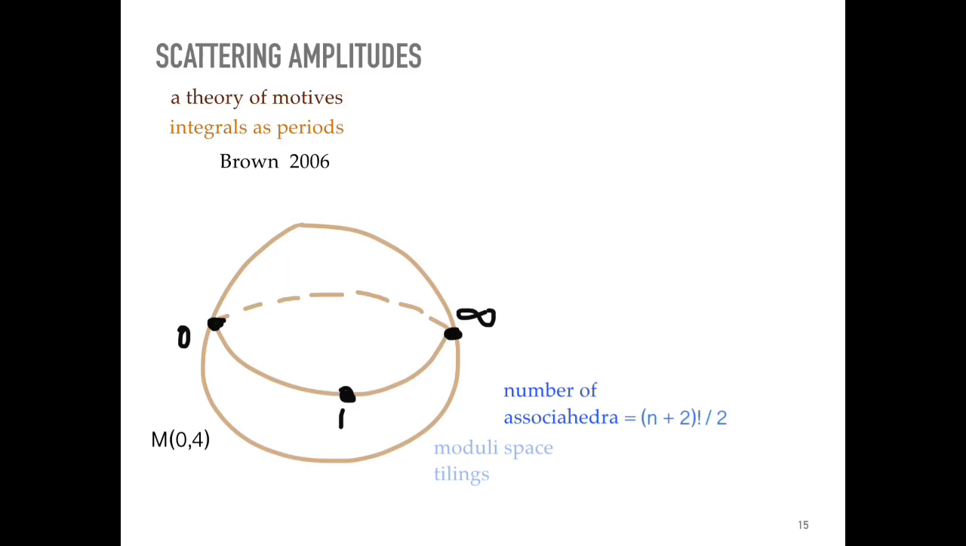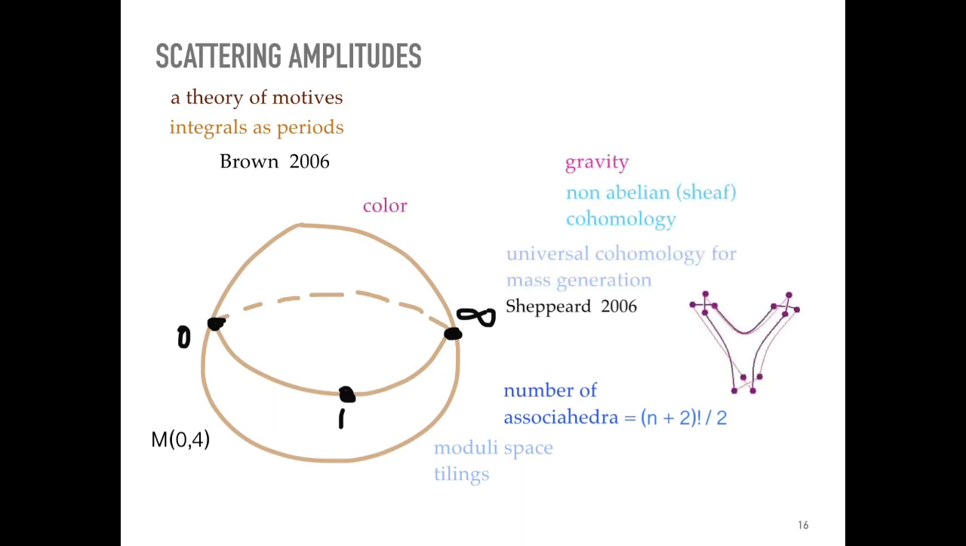So here I've drawn CP1, so the Riemann sphere with 3 marked points. This is a moduli space, and all these moduli spaces are tiled by Associahedra polytopes when you look carefully at how you compactify the spaces to make them nice classical spaces. Now, this is studied in many contexts in both mathematics and in mathematical physics.